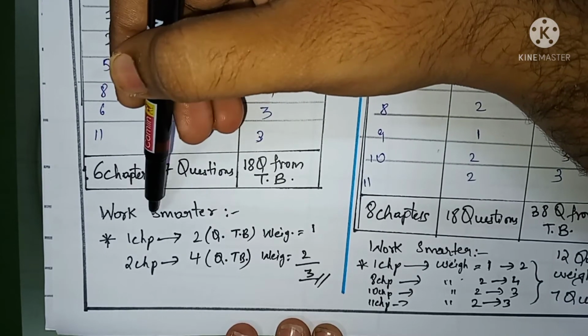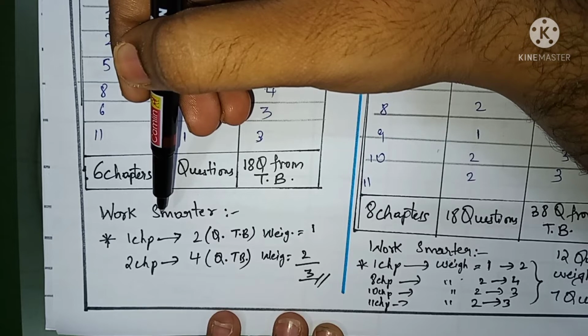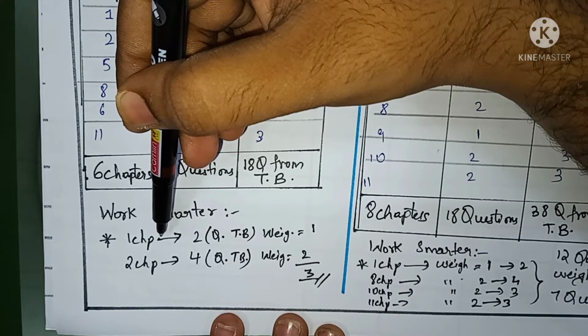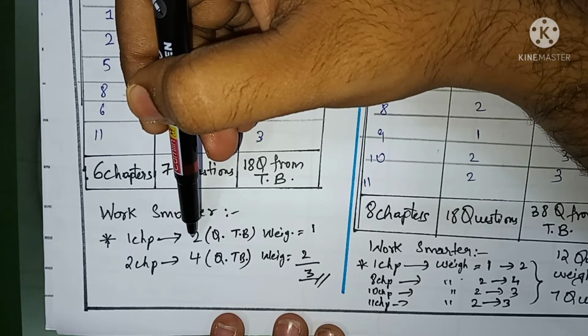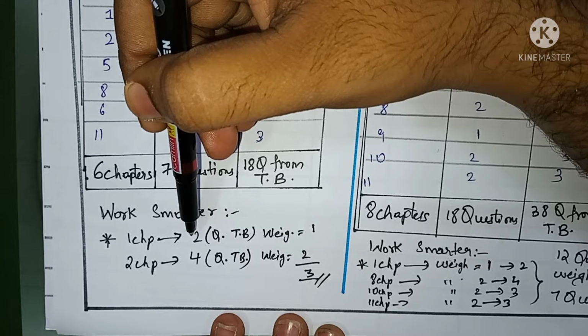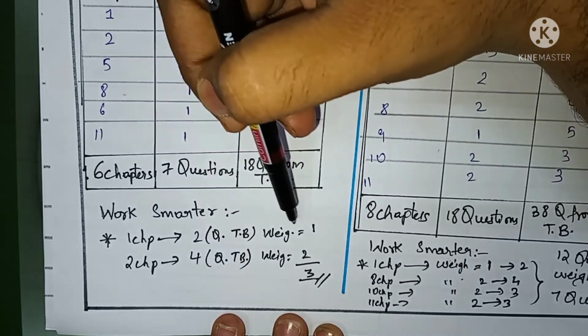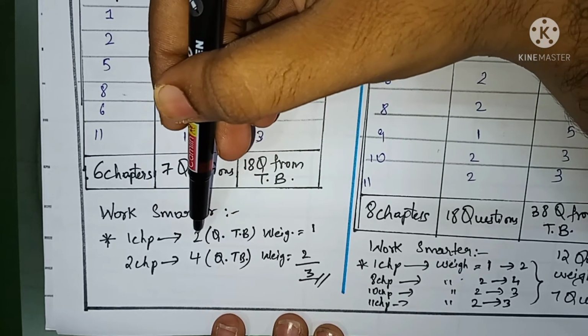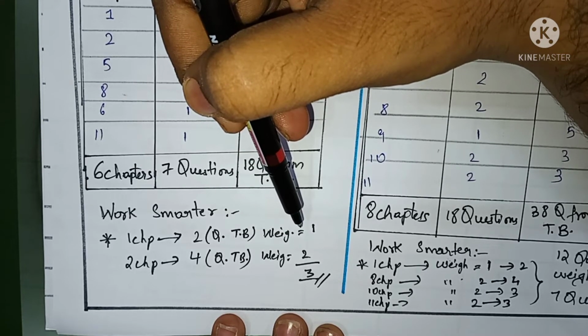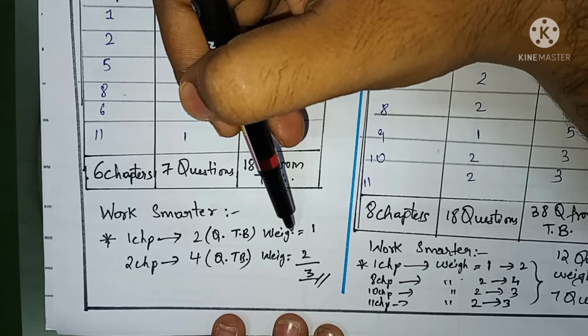Work smarter rather than harder. So all you have to do is read the first chapter. In that first chapter there are two questions. What is the paper weightage? Paper weightage is one question. So from two questions, definitely one question will appear in the examination. So you have to read two questions to write one question.